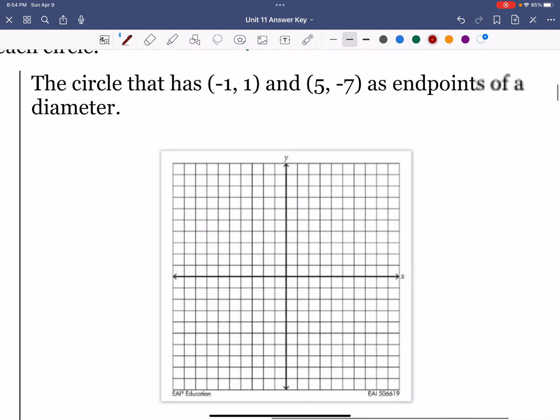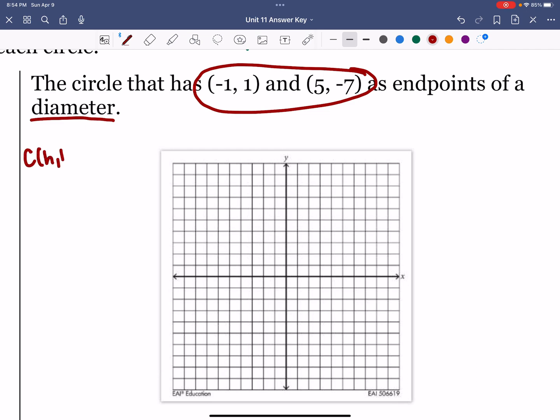And if I know that my endpoints of a diameter are going to be these two endpoints, I can say the midpoint of those will end up being my center point. So my center at (h, k) is going to equal, this is going to be my x1, x2, y1, y2, and I'm going to use that lovely midpoint formula back from chapter 1. That's (-1 plus 5) over 2, (1 plus -7) over 2.